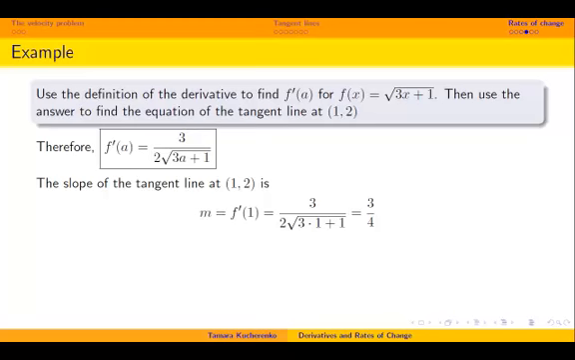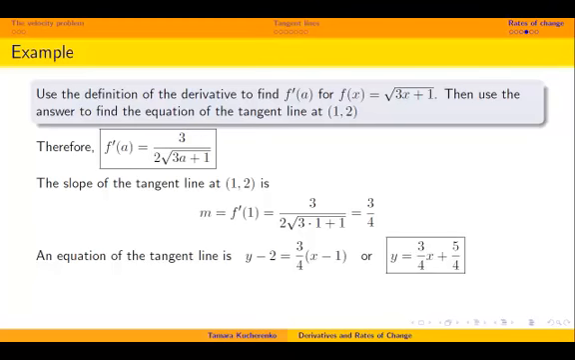Since we know the slope of the tangent line and the point on it, we write an equation of the tangent line in point-slope form. y minus 2 equals 3/4 times x minus 1. The last step is to rewrite it in slope-intercept form. We obtain y equals 3/4 x plus 5/4.